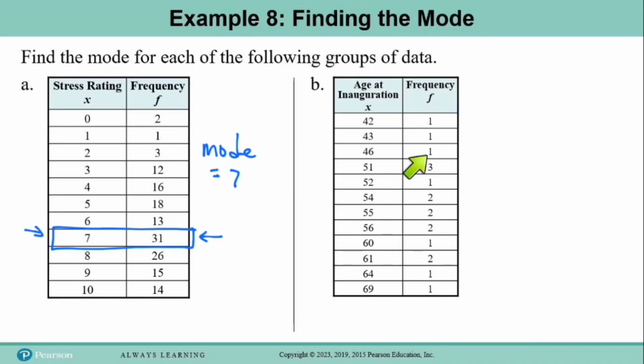And so when we look at our frequencies, the largest frequency is 3, and so there were 3 presidents inaugurated at the age of 51. The 51 is the data value. The 3 is how many times that data value occurred. And so 51 occurred at a higher frequency than any of the other ages, and so for this data set, the mode is 51.